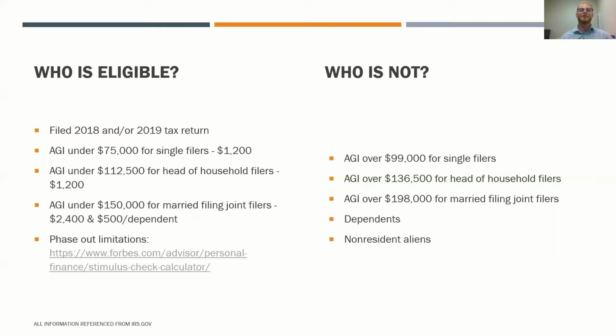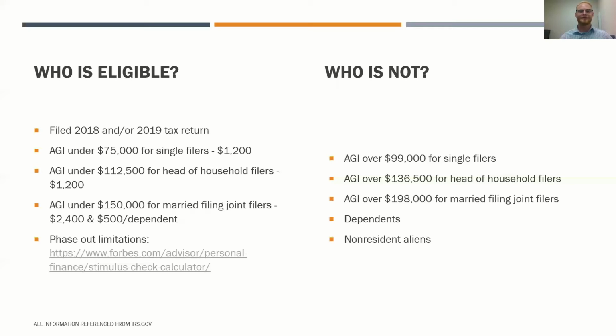If you are under $112,500 and you file head of household, you are eligible for the entire $1,200 check. Now, if we file joint and our AGI is under $150,000, you are eligible for $1,200 checks for each the spouse and the taxpayer. So that's a $2,400 check. And then any dependents that you have underneath you are an additional $500.